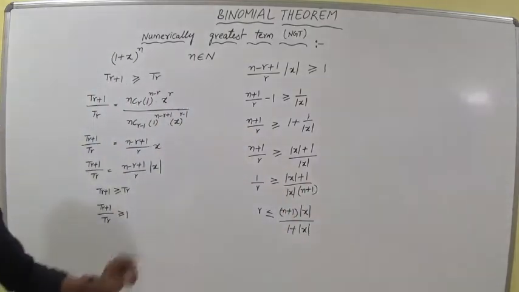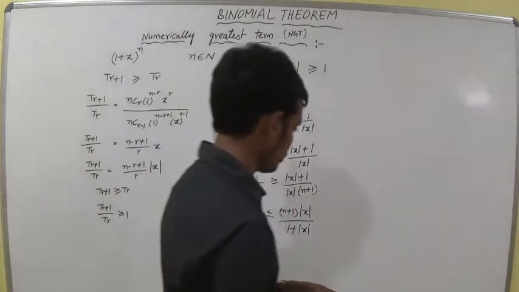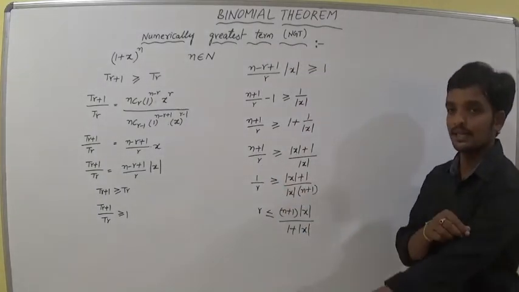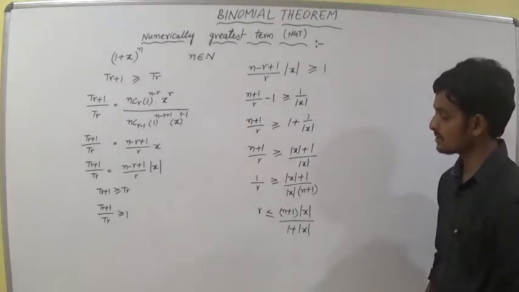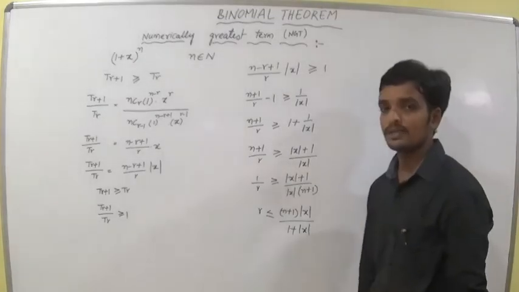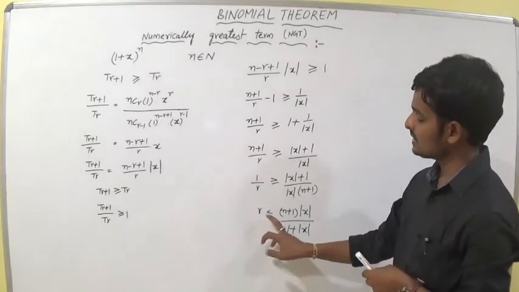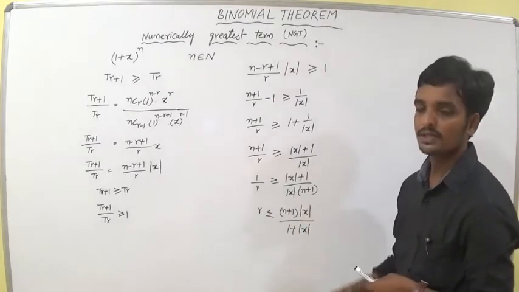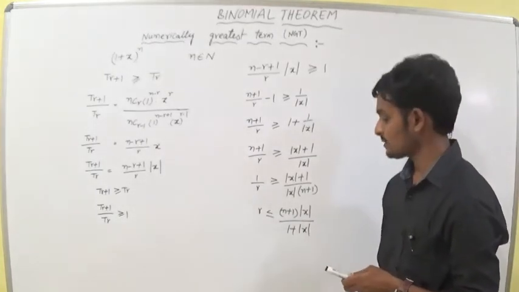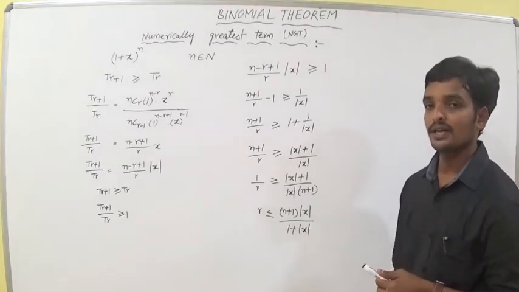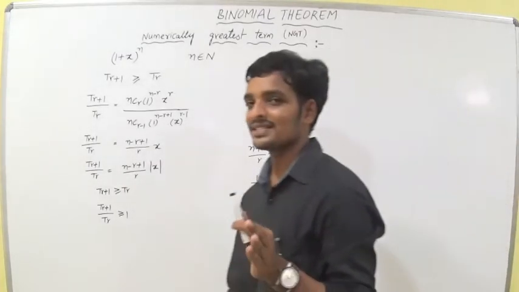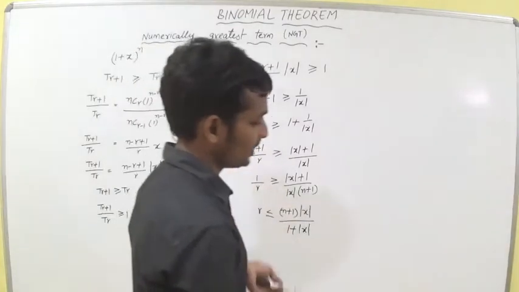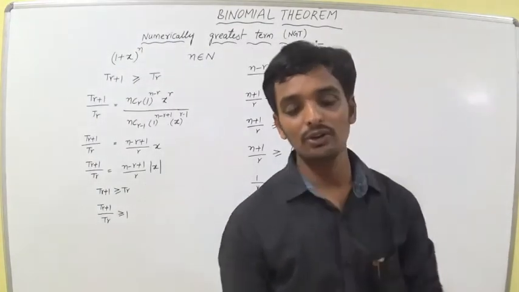Did you understand the point? R is less than or equal to n plus 1 into, I am writing the reciprocal of the numbers, both LHS and RHS. This time, the symbol also changes: greater than or equal to becomes less than or equal to. So r is less than or equal to (n plus 1) into mod x by (1 plus mod x). So, what did you understand from all these points? Why did you do this?